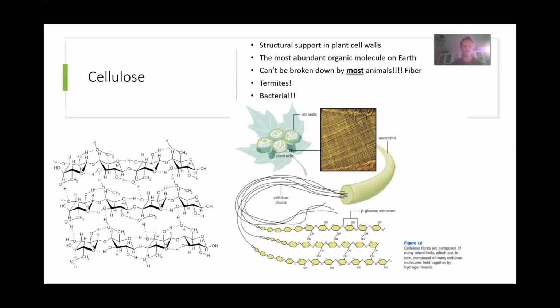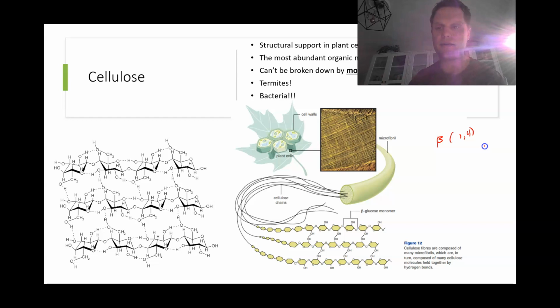Cellulose, on the other hand, has a beta 1,4 linkage. And you can't break this down. So as much as you'd like to get energy from eating a plant, you can't, because it contains this beta 1,4 bond.